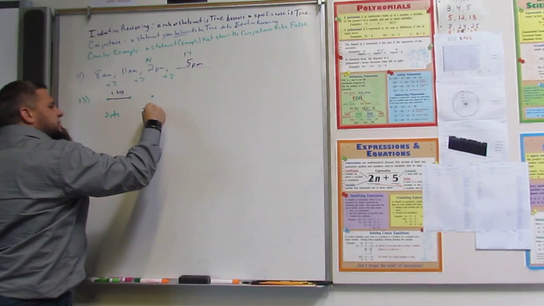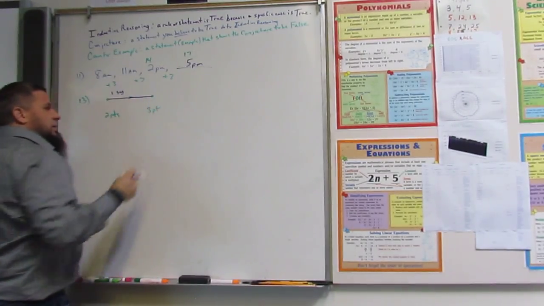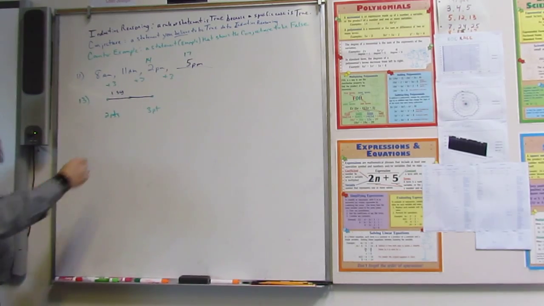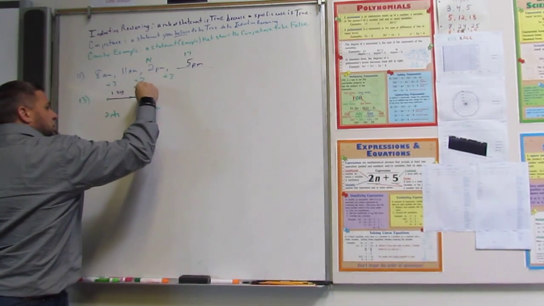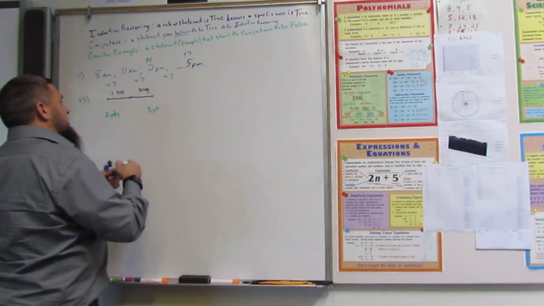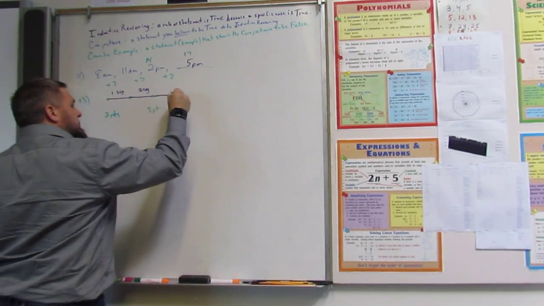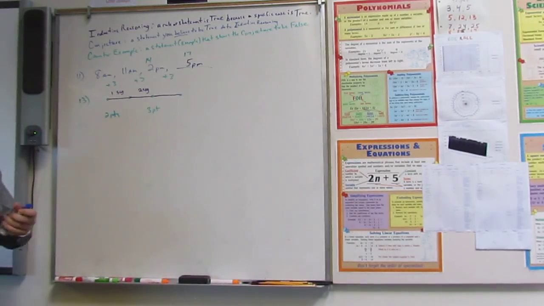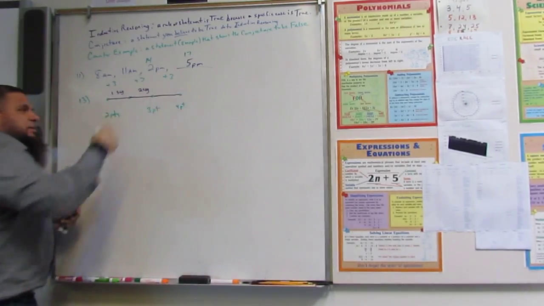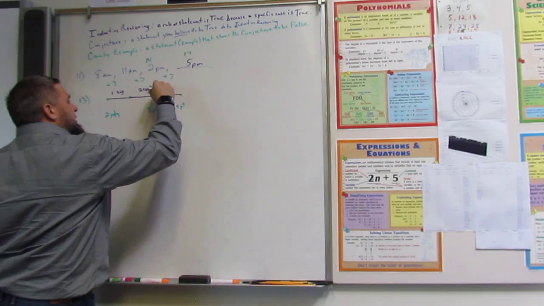What if I have 3 points? How many segments do I have in this one? 2? If I had 4 points, how many segments would I have? This is the problem. 4 points. How many segments? 3. Anybody see a pattern?